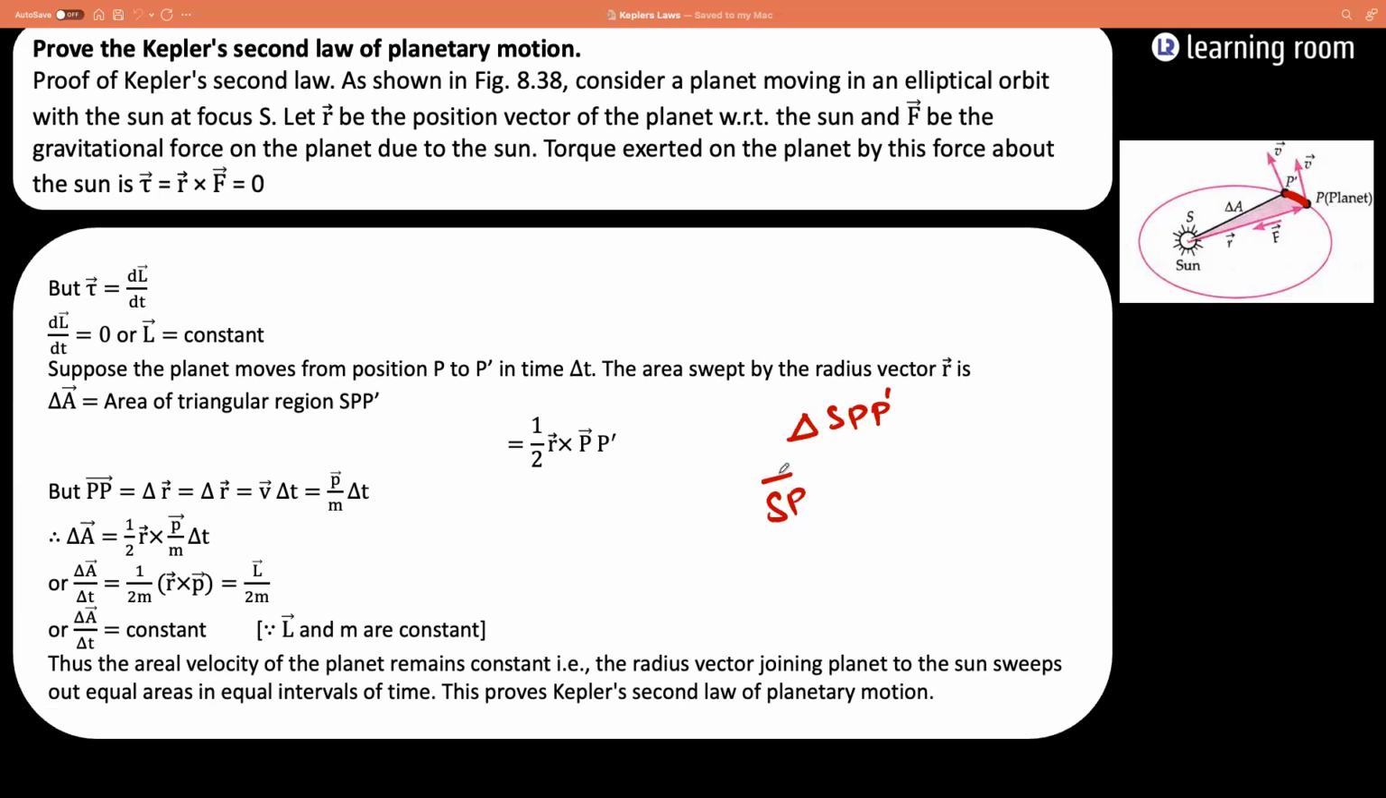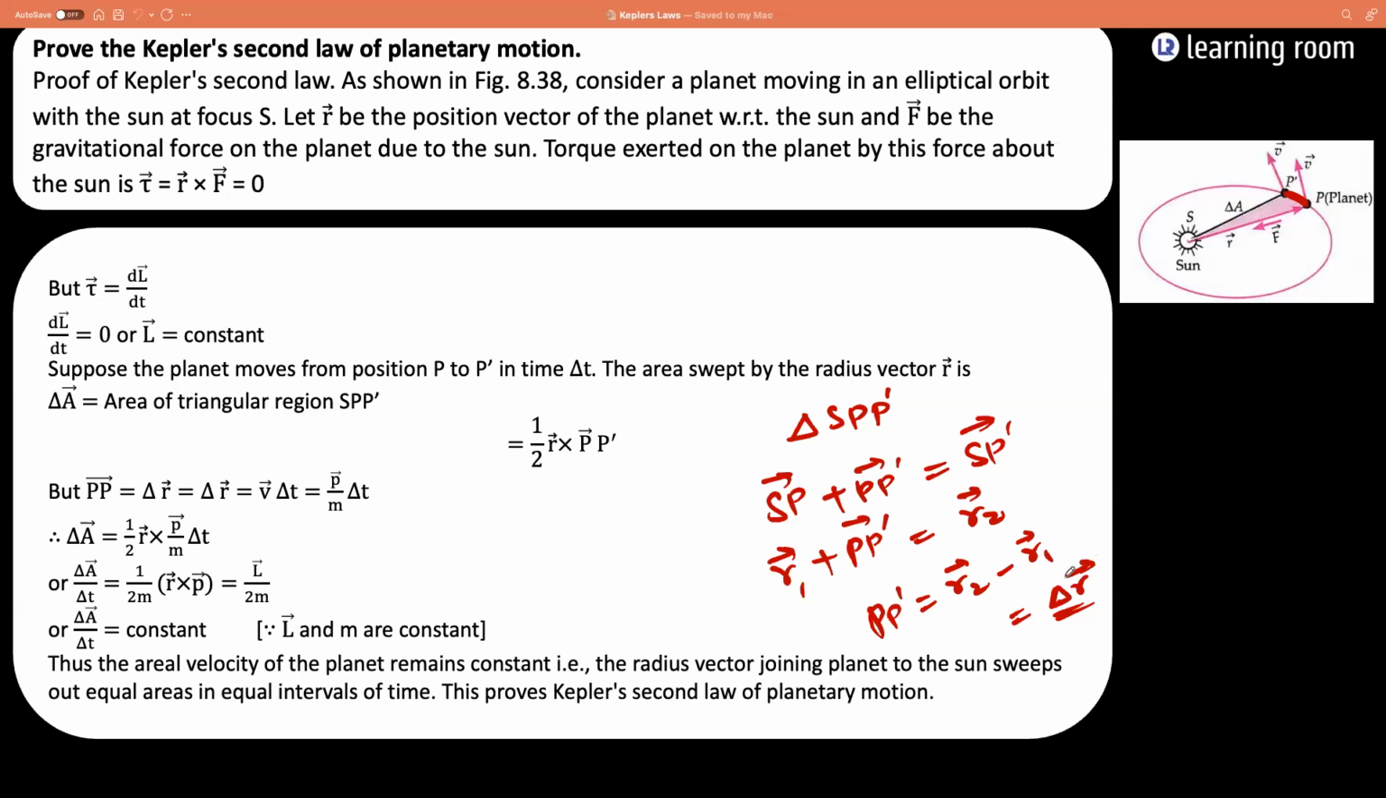So can I take it as SP vector plus P dash vector is equal to SP dash vector. So if I call SP vector as R1 vector, plus what is P dash vector, that is what we are interested to find, is equal to, if I call this as R2 vector, then what is P dash vector equal to? R2 vector minus R1 vector, which you can consolidate and call it as delta R. So that is why you see P dash vector is directly taken as delta R vector. Because it's a difference in two values. It is delta R vector.